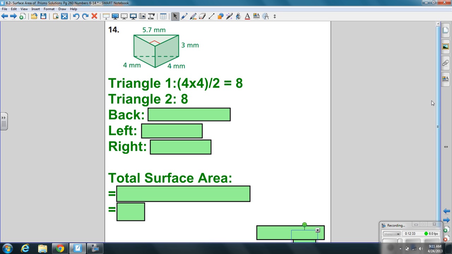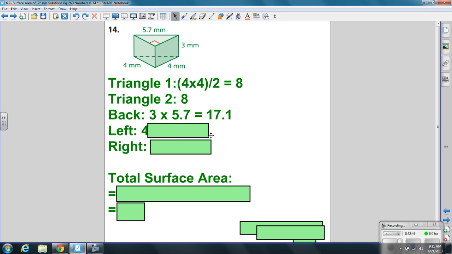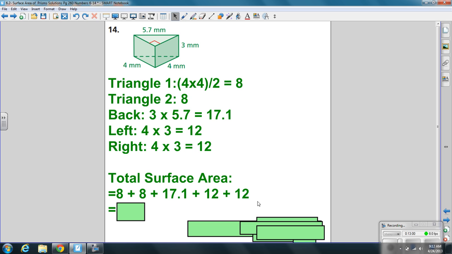If we take a look at the back side, we have 3 by 5.7, this back rectangle, okay? 5.7 by 3 gives us 17.1. If we take a look at the left side, we have a 3 by 4 to give us 12, and the right side is the same, 4 by 3. So to find the total surface area, we add these numbers up, 8 plus 8 plus 17.1 plus 12 plus 12, to give us a grand total of 57.1. Oh, I messed up. It should be millimeters squared.